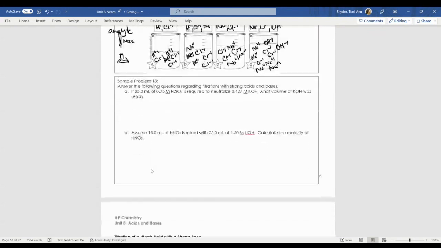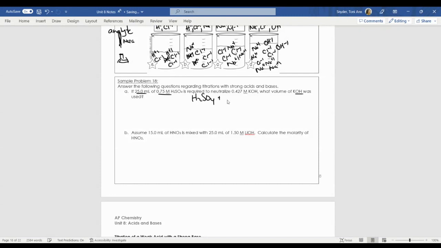Let's consider reactions with strong acids and strong bases. By doing some stoichiometry with them, which we've already done, but let's do a couple just because it's always nice to refresh our memories. If 25 milliliters of 0.75 molar sulfuric acid is required to neutralize 0.427 molar potassium hydroxide, what volume of potassium hydroxide was used? We do have to do a little bit of stoichiometry, but it is important to write an equation out, because if you notice, this is not actually a 1-to-1 ratio.